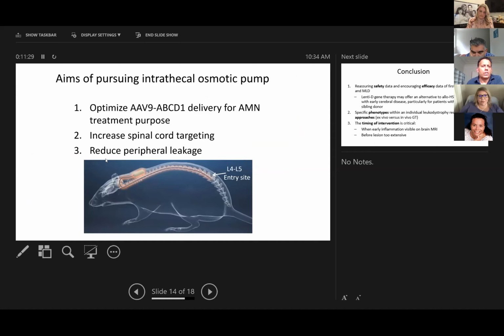So we have a first proof of concept that has now led us to develop a more targeted approach using an intrathecal osmotic pump, where we are able to deliver AAV9 ABCD1 directly to the spinal cord, the area that is affected in adults with AMN. And we think that that not only increases spinal cord targeting, but also reduces leakage into the systemic circulation, where we probably don't need this gene delivery to go.